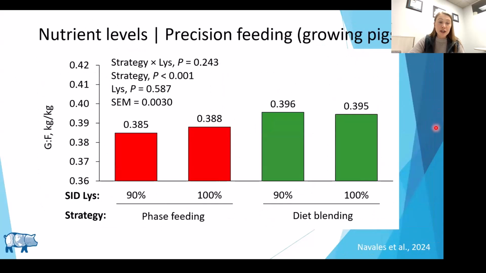Another way we can think about this is not just as individual nutrients, but as a diet altogether. The same student who conducted this review, Ron Navalis, also conducted a study looking at phase feeding versus diet blending. Essentially, we compared feeding one diet throughout a phase to blending that diet to more closely meet that animal's requirements at all different body weights. And what we did see is an improvement in feed efficiency when we utilized that diet blending strategy.